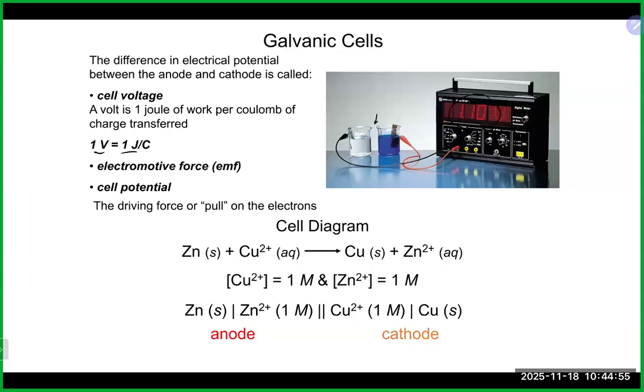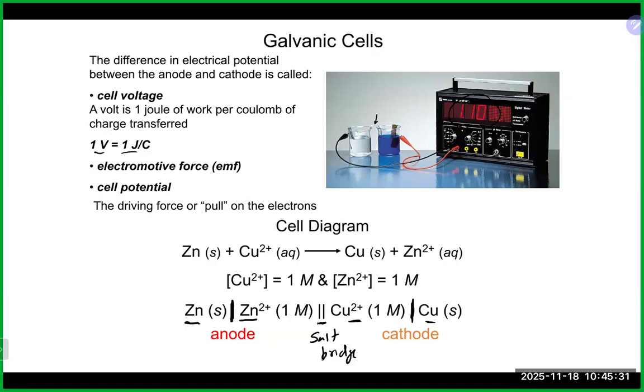Now, another way that sometimes galvanic cells are represented is through what is known as a cell diagram. And a cell diagram is basically a shorthand for the reaction that's taking place. We have our anode side here with one line separating our reactant and product. We then have this, which represents the salt bridge. And then on the other side, we have one line representing, once again, our reactants and products.